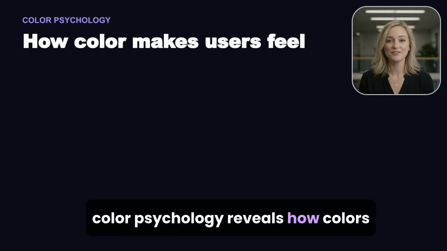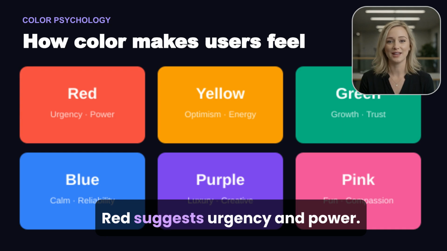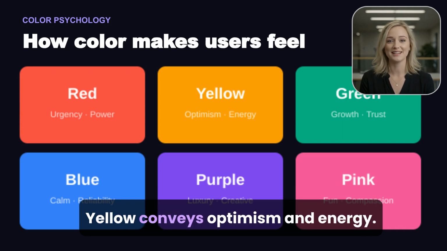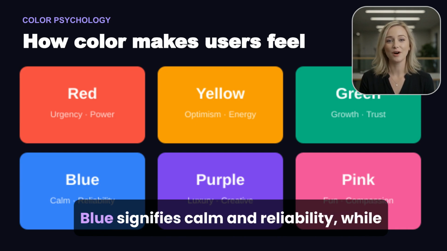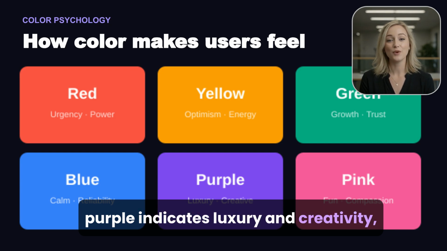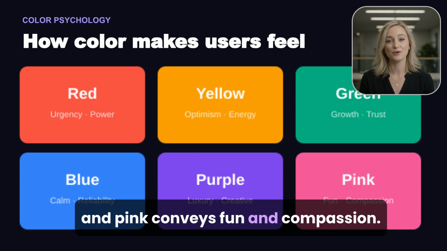Color psychology reveals how colors make users feel. Red suggests urgency and power. Yellow conveys optimism and energy. Green represents growth and trust. Blue signifies calm and reliability, while purple indicates luxury and creativity, and pink conveys fun and compassion.